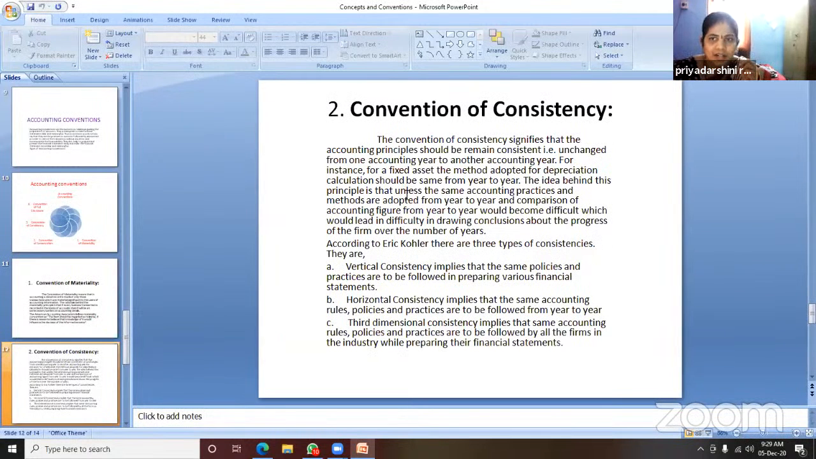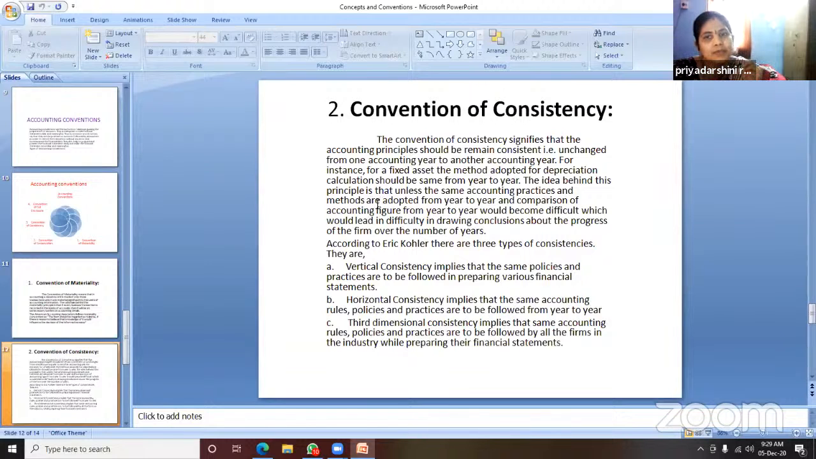The next one is the convention of consistency. The convention of consistency signifies that the accounting principle should remain consistent. Consistency means whatever method we apply must be unchanged. It should remain stable. Consistency means stability. It should remain unchanged from one accounting year to another accounting year. For example, if we acquire any fixed asset and we are following any depreciation method, we provide depreciation on fixed assets. Whichever method we follow, the same method is applied year after year.